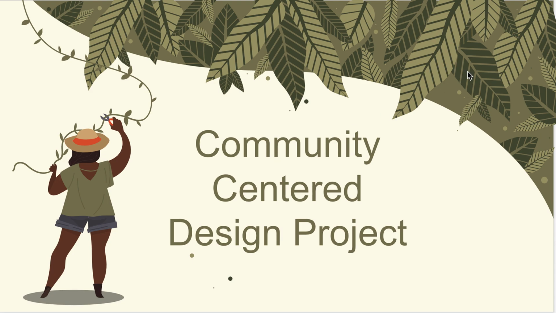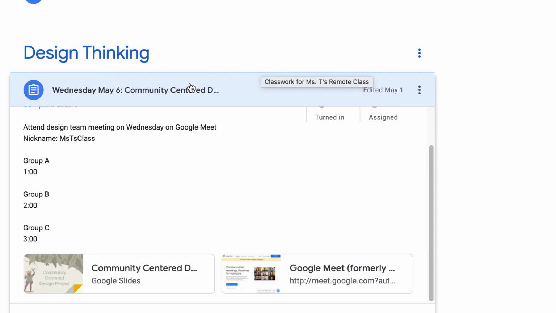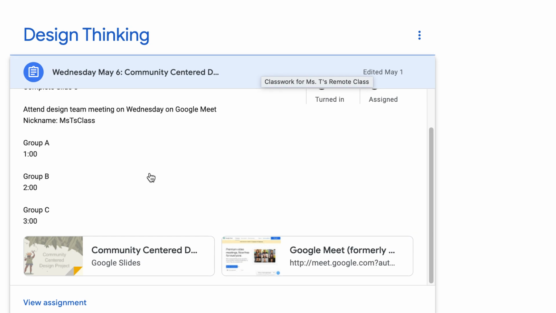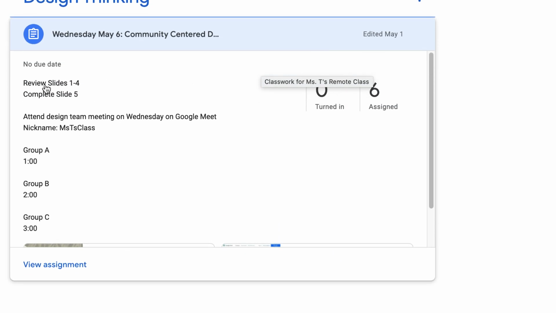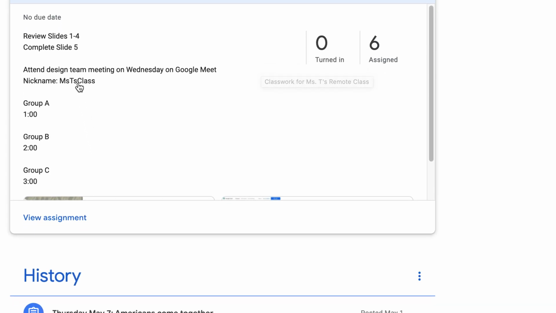The Community Center Design Project was designed to encourage students to leverage their interests, identities, community, and other experiences to drive the design process. This was an activity that was posted in my Google Classroom under my Design Thinking thread. Students were given the assignment to review slides 1 to 4, complete slide 5, and then meet in a nicknamed Google Meet in their groups at different times to discuss.